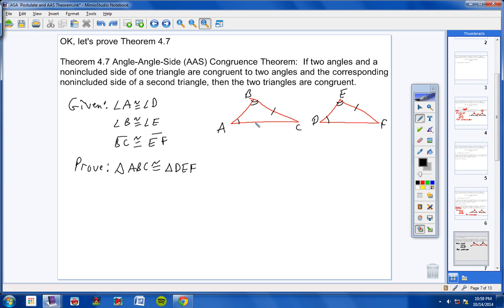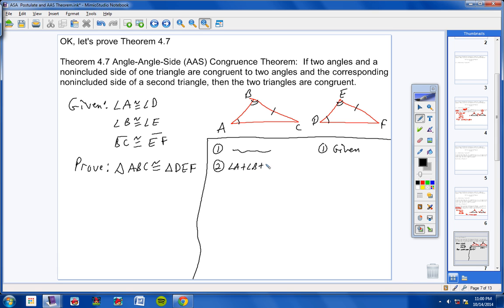I know that all three angles here equal 180 and all three angles here equal 180. So if I add these three angles up and add these three angles up and set them equal to 180 and then do some substitution, I should be able to prove this really, really easy. Okay, I'm going to go really fast here and this should be pretty simple, okay? So here we go. Number one is my given, okay? Number two, I'm going to state that angle A plus angle B plus angle C equals 180, and angle D plus angle E plus angle F equals 180. And we learned that just the other day. So we can say sum of interior angles is 180, right?